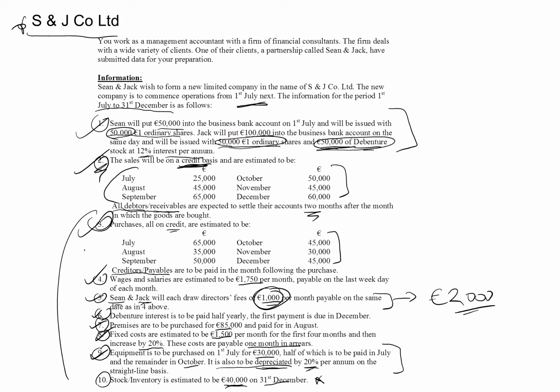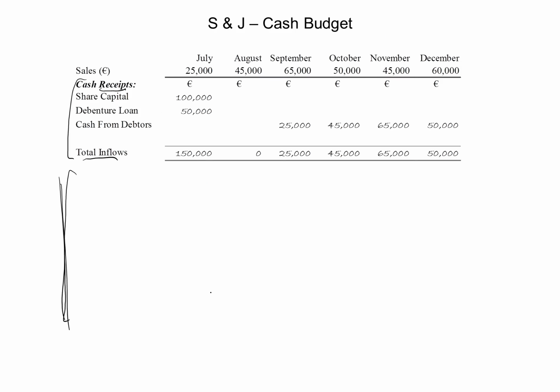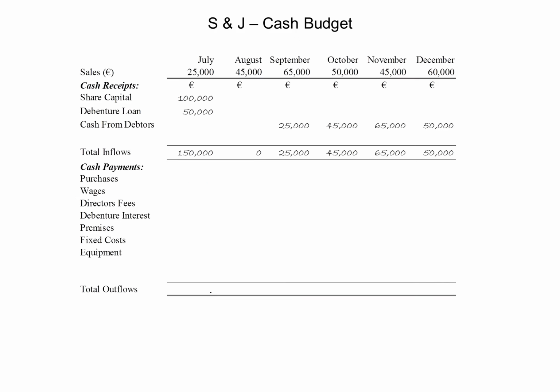Here are the purchases, note number 3, and it says they're on credit, and the creditors or payables are paid in the month following the purchase. So 65,000 purchased in July, the plan is that that'll be paid in August. 35,000 in August, be paid in September, and so on. So what we'll do is we will put those numbers in. I'll just put them in here.